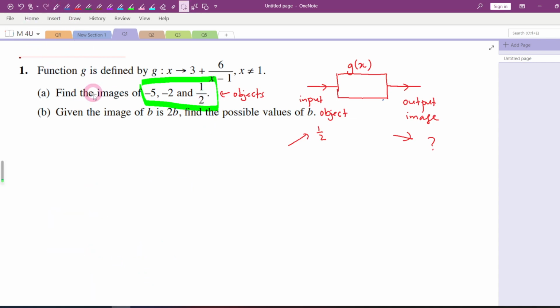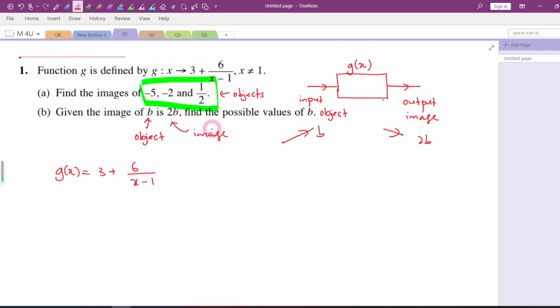Now let's go to the second part. Given the image of b is 2b, what does this mean? It means that when you put in b, you get 2b. So the b here is object and the 2b is image. So g of x is equal to this whole thing. Let me copy first. 3 plus 6 over x minus 1.